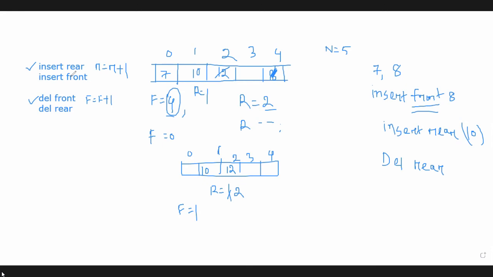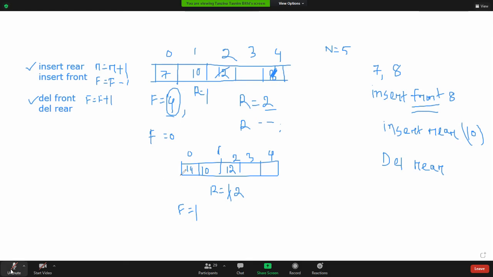After that, if we want to insert a new data element at the front, the pointer value will be changed in this way. Front equals front minus 1. And here f equals 1. So now the new position of f will be 0. So here we can insert 14. Is that clear? Yes, ma'am.